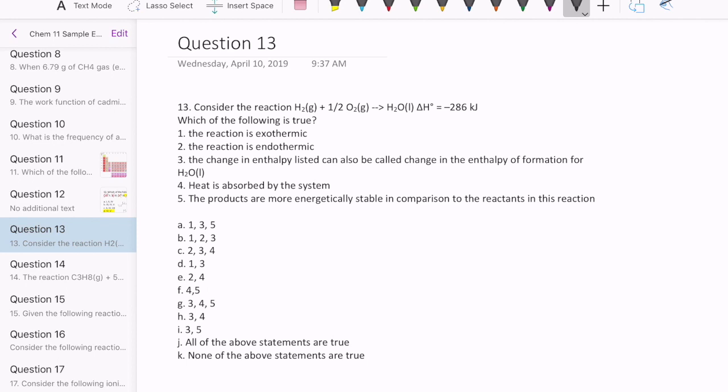So let's analyze each of the statements. The first statement is the reaction is exothermic, and we remember that exothermic means to release energy and endothermic means to absorb energy. Here we see that our delta H is negative. Negative means that it is releasing energy, because in order to get a negative enthalpy or energy, if this were your enthalpy or energy diagram, then your product has to be lower in energy than your reactant in order for energy to be released. And so negative here indicates the release of energy.